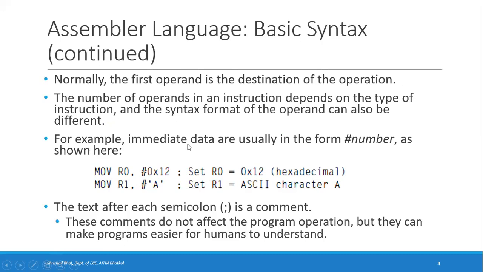For example, you have this particular instruction. Immediate data are usually in the form hash number. You use hash to write the immediate data. You might have seen this in 8051 programming. If you write hash followed by a number, that means immediate data. For example, if you write MOV R0, #0x12, this means the immediate data 12h. If you write 0x12, that means it is in hexadecimal. Immediate data 12h is copied into the register R0.